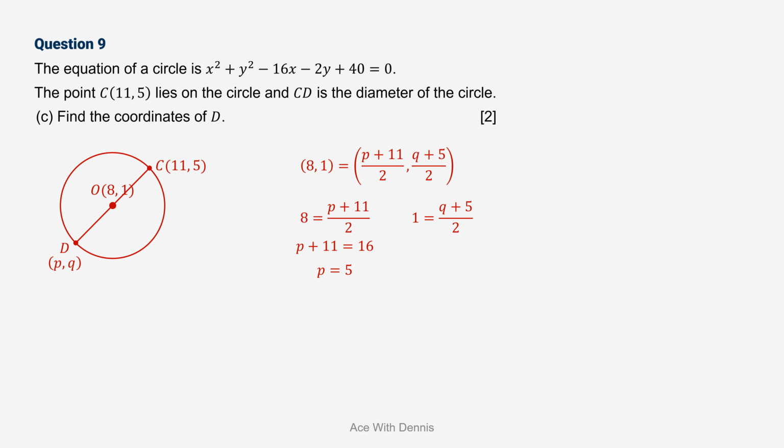Then we compare the y coordinates. 1 equals (q plus 5) over 2. q plus 5 equals 2, hence q equals negative 3. Therefore, the coordinates of D is (5, negative 3).